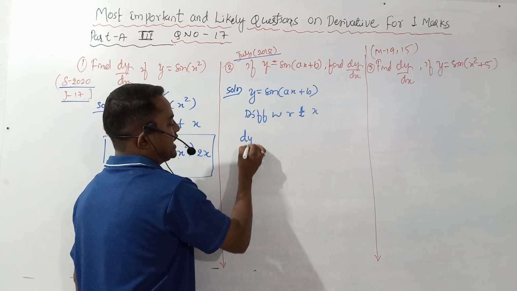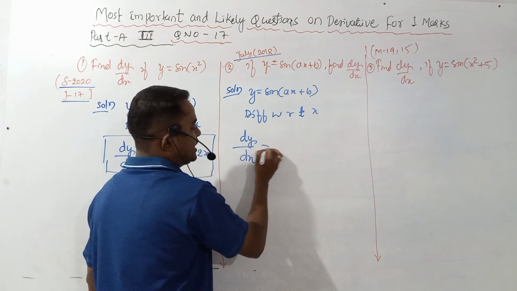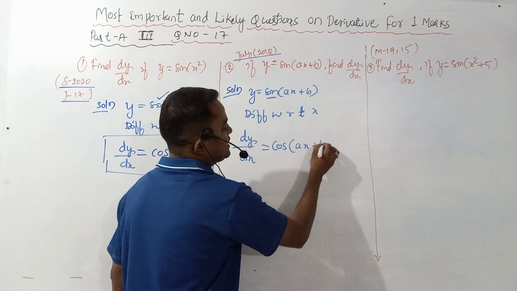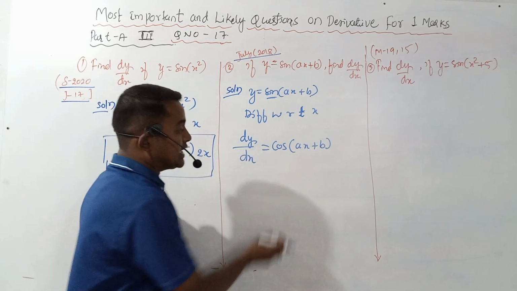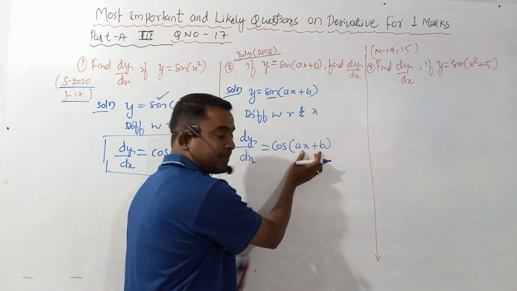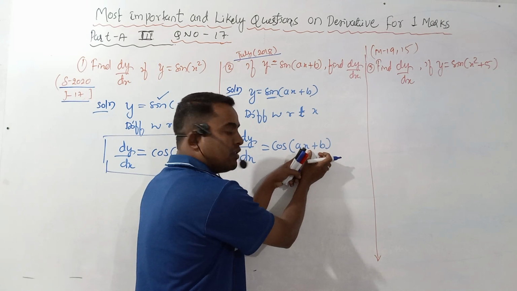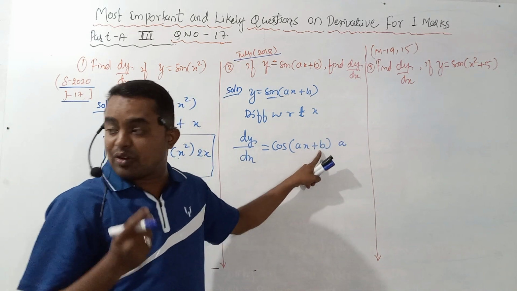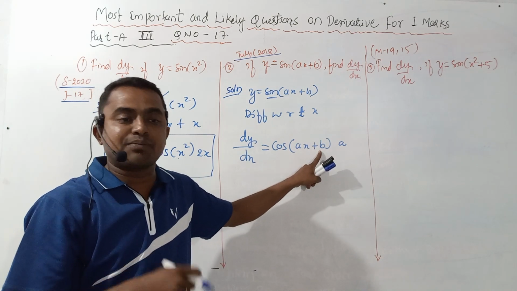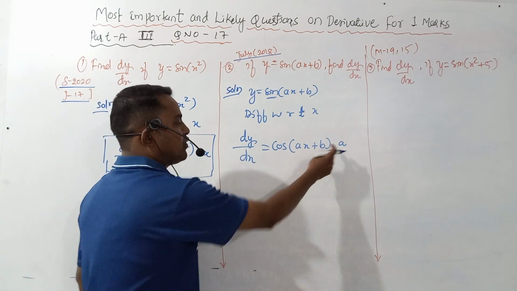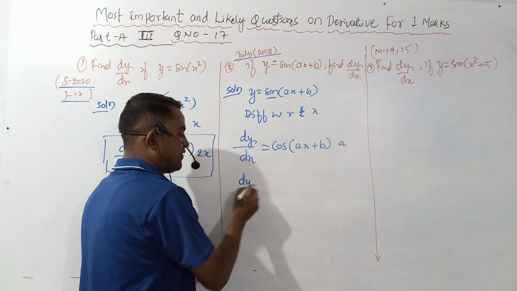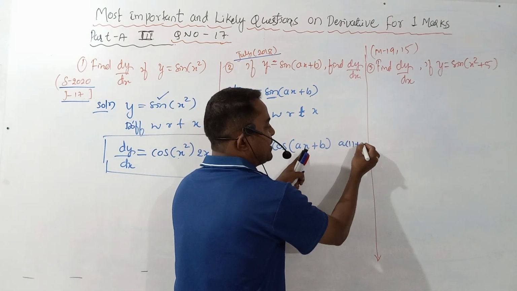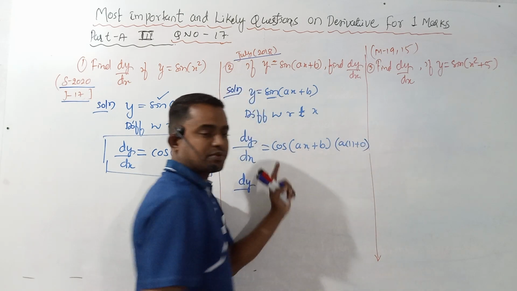Derivative of y is what? dy by dx. Derivative of sine is cos, this (ax plus b) as it is. Now inside the bracket, ax plus b is there. Derivative of x is what? 1. 1 into a, plus derivative of b is what here? Constant, so plus 0. A plus 0 means what? A itself. And derivative of b is 0.